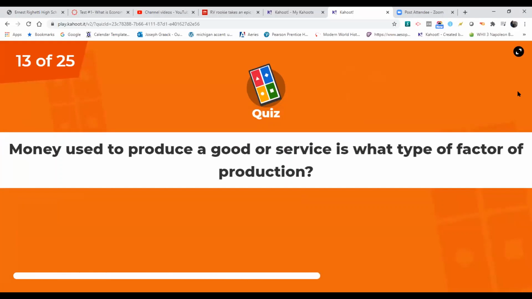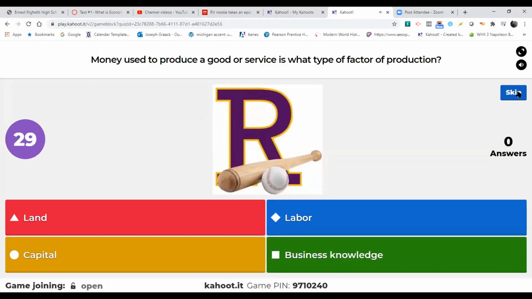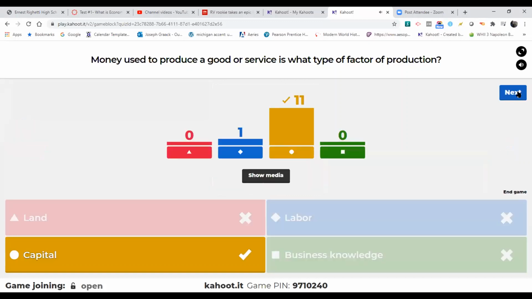Money used to produce a good or service is what type of factor of production? Capital. Okay, capital.